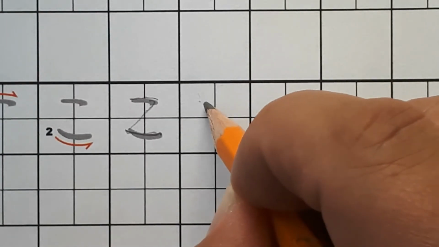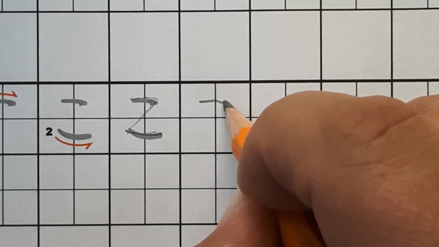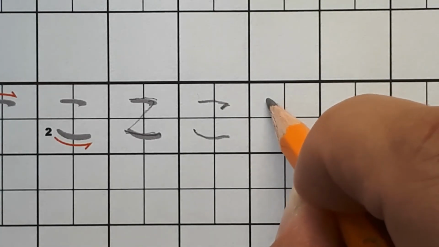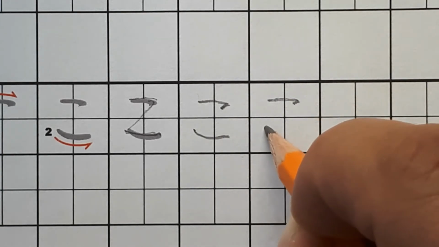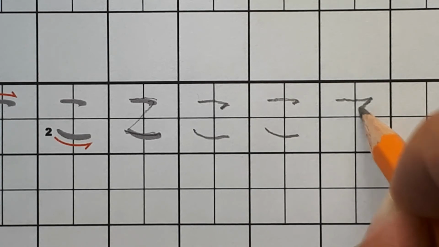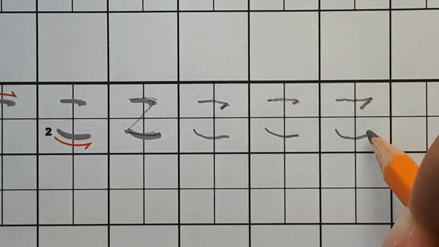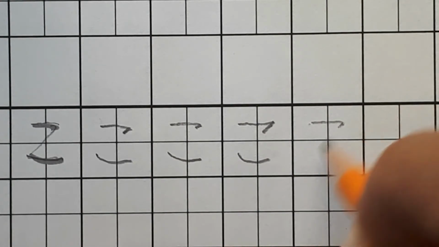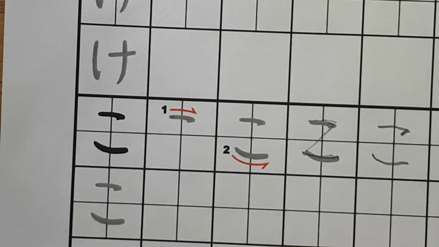Let's focus in the middle. And we do like this, small hook, and the next doesn't have a hook, or can be very small. So don't do like this, because then it looks a little bit funny. Yeah, only a little bit of hook, and like that. Very good. And that was the ko.